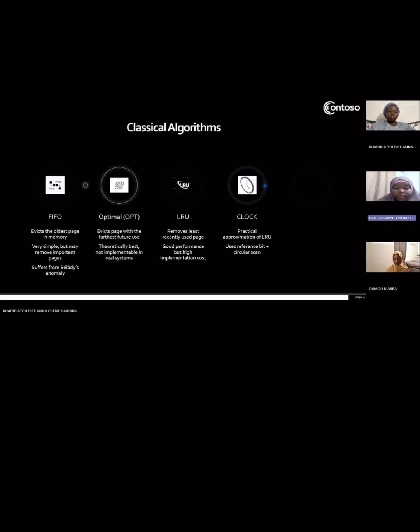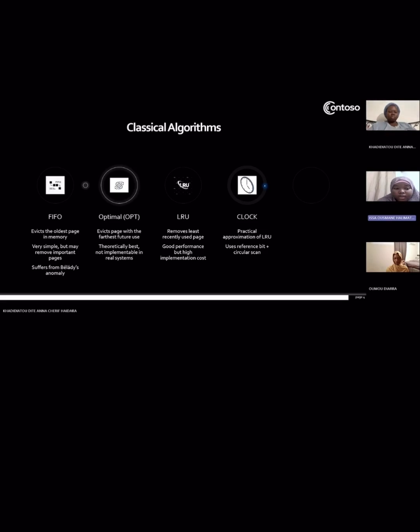We also have the LRU, which removes the page that has not been used for the longest time. It usually performs very well and does not show Belady's anomaly. Implementing exact LRU is very expensive because we must track the exact usage order.